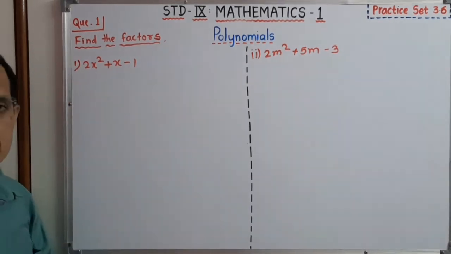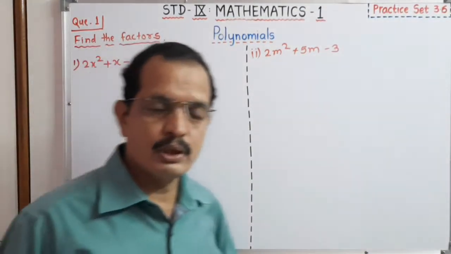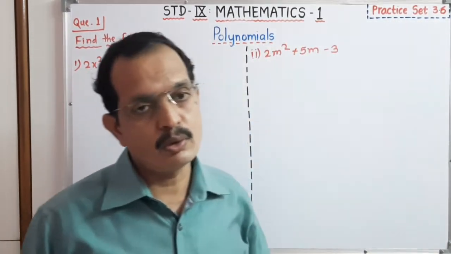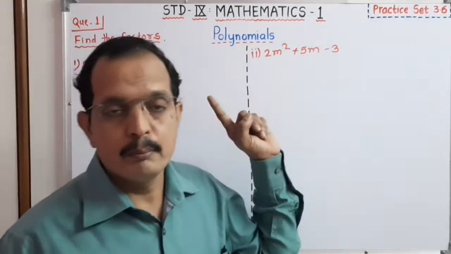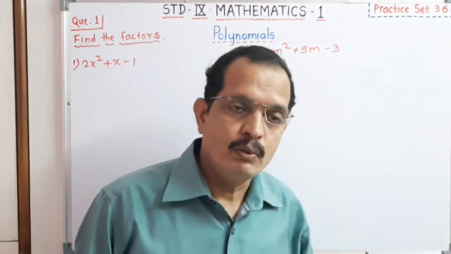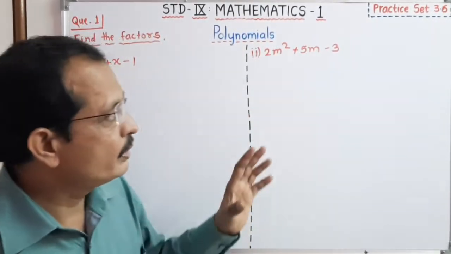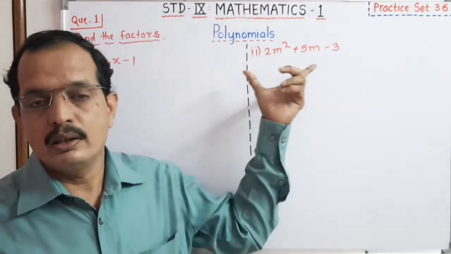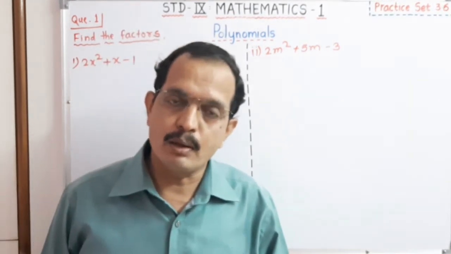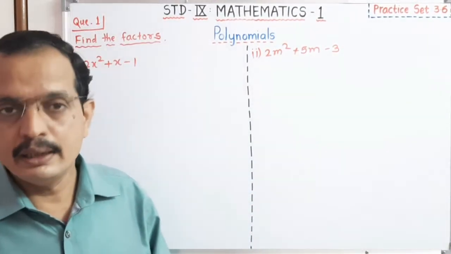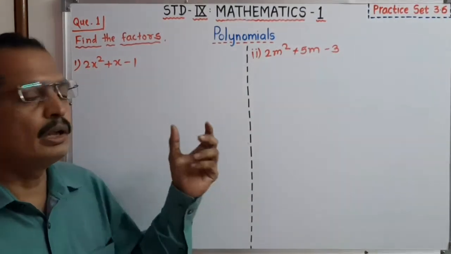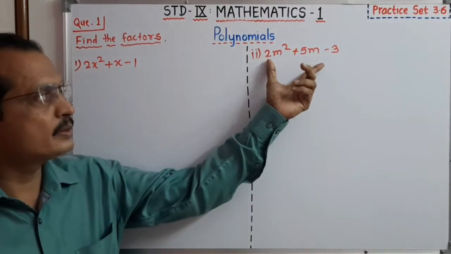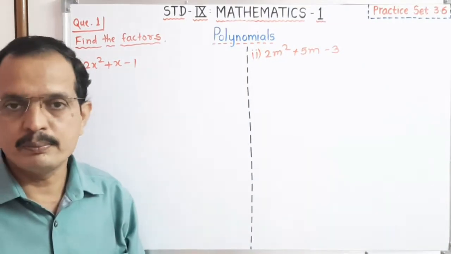If you observe or if you know the types of polynomials, I have already explained them in one video, the basics of polynomial. In that video we learned all about the basics of a polynomial, including the types of a polynomial. Can anyone tell me this polynomial is of which type?